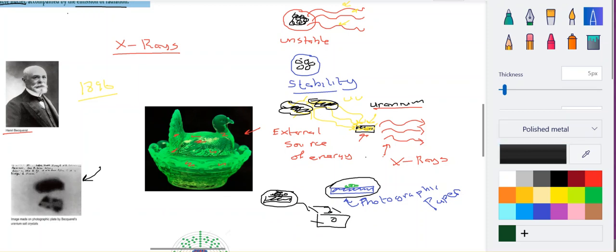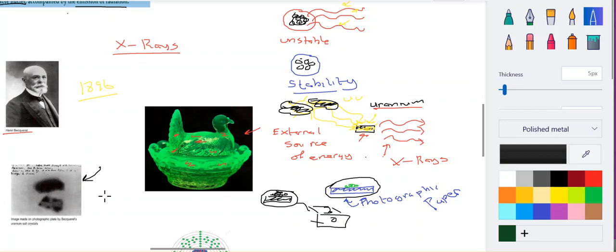So this photographic paper was getting developed, and he was getting the shape of the crystals, basically where the uranium salt was on the paper. He was getting these dark spots within the paper. And this is the actual photographic paper that he used, and he developed a picture of it.